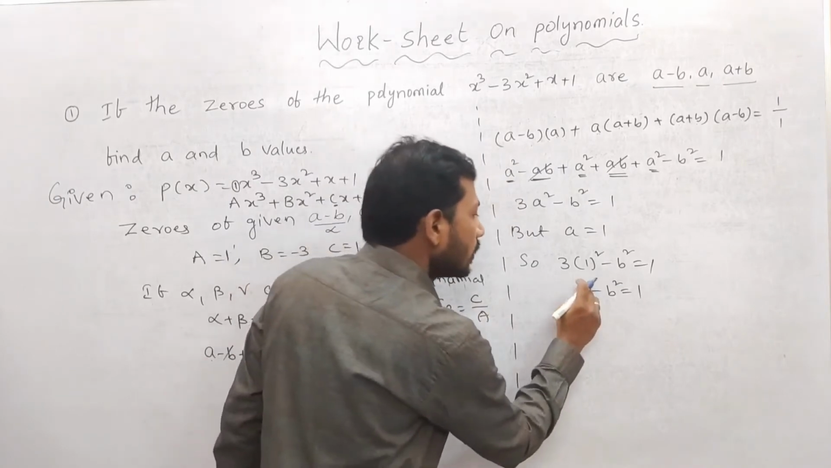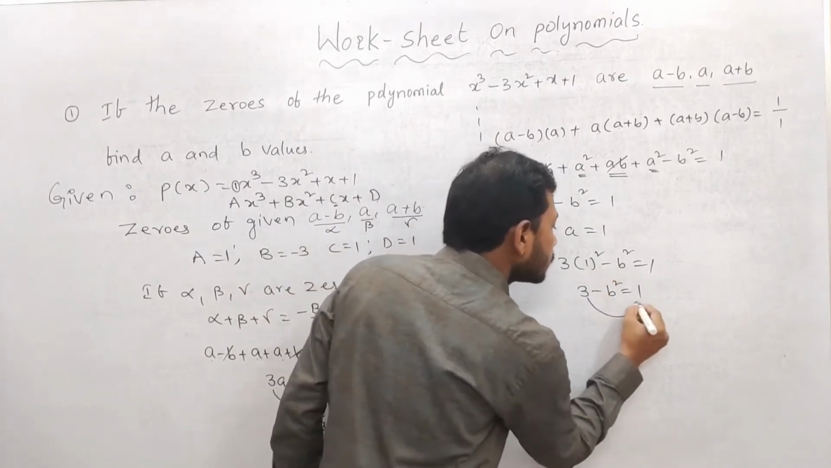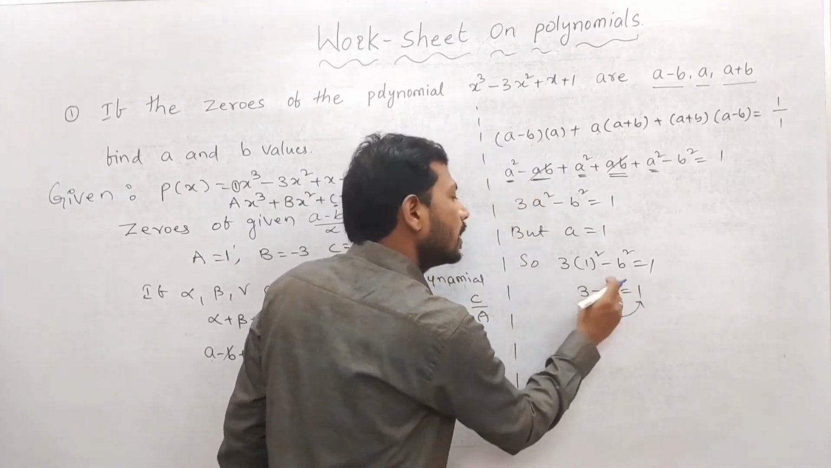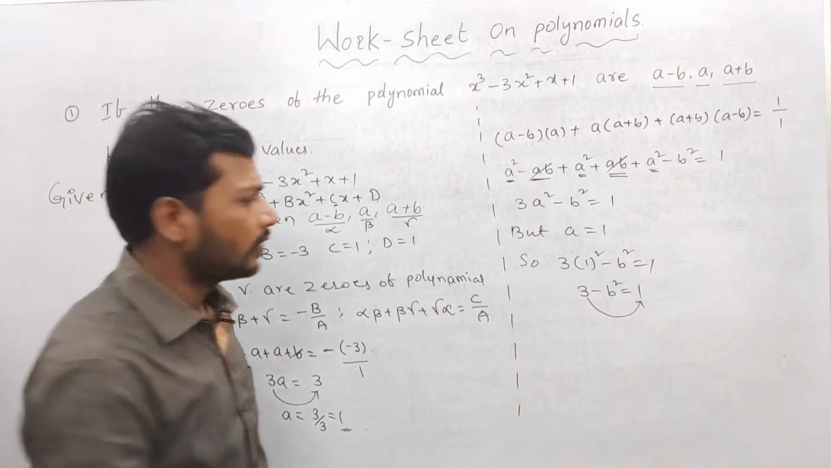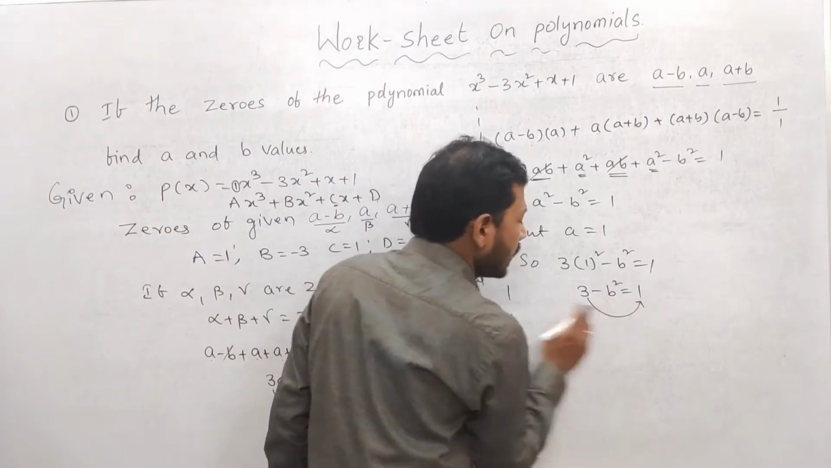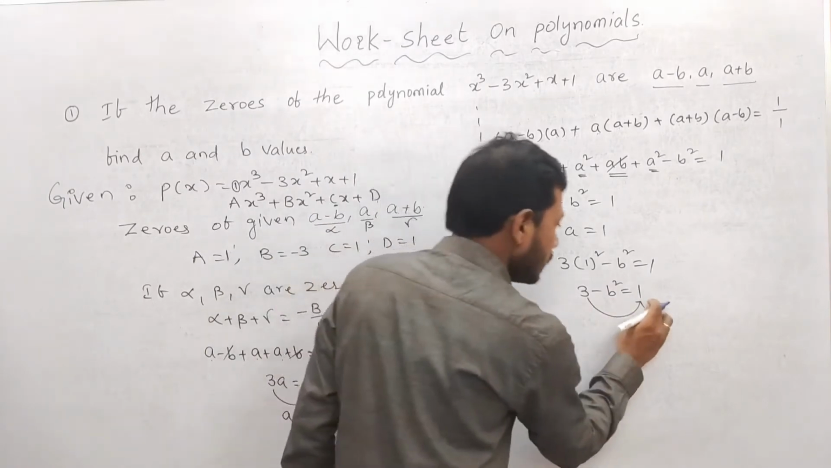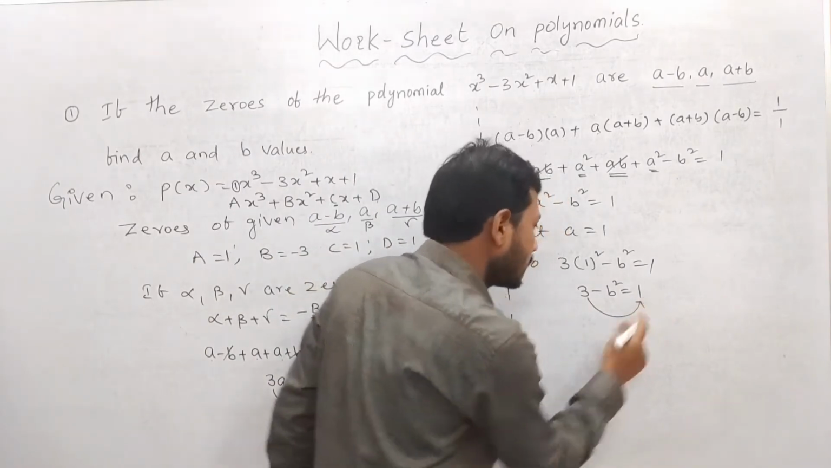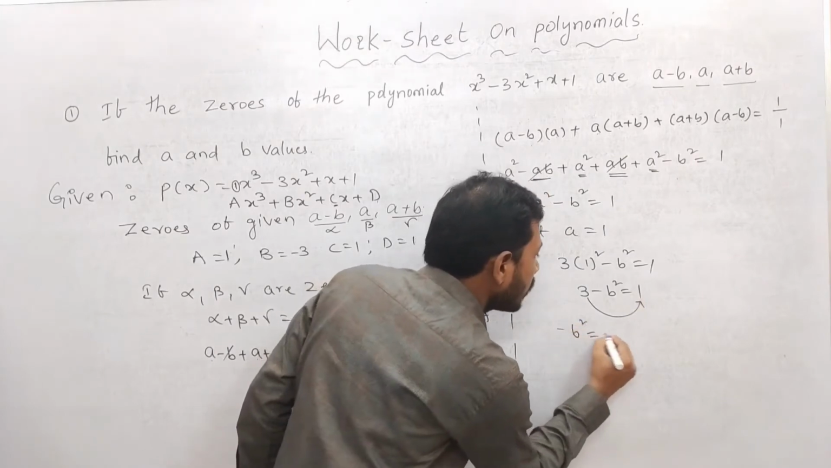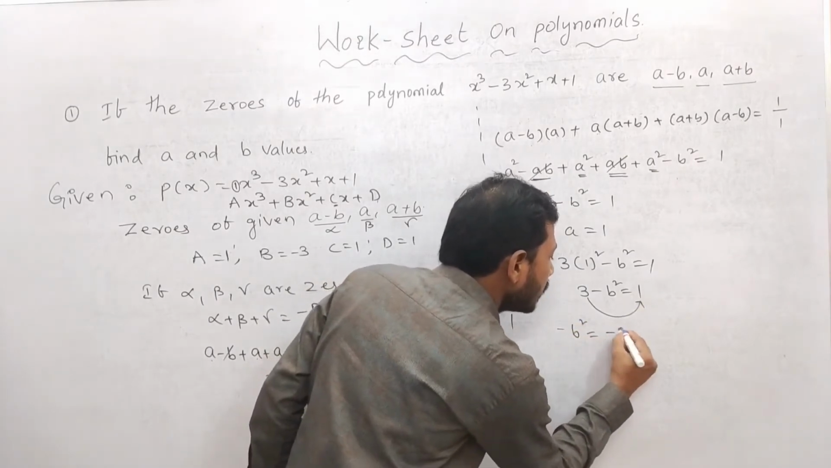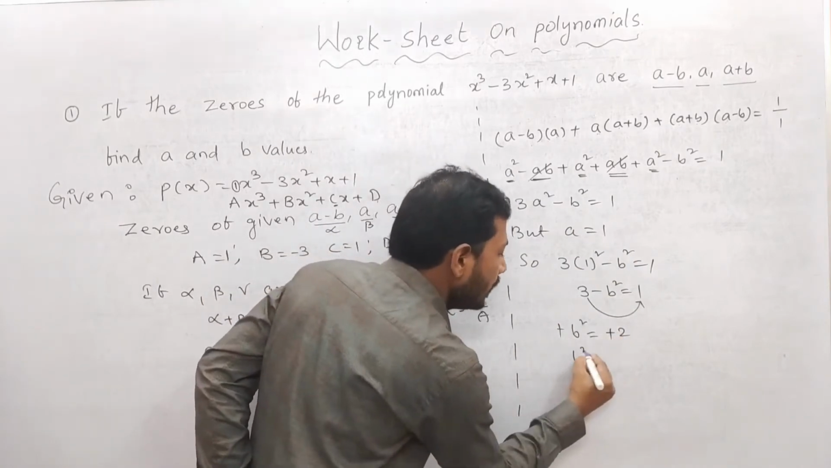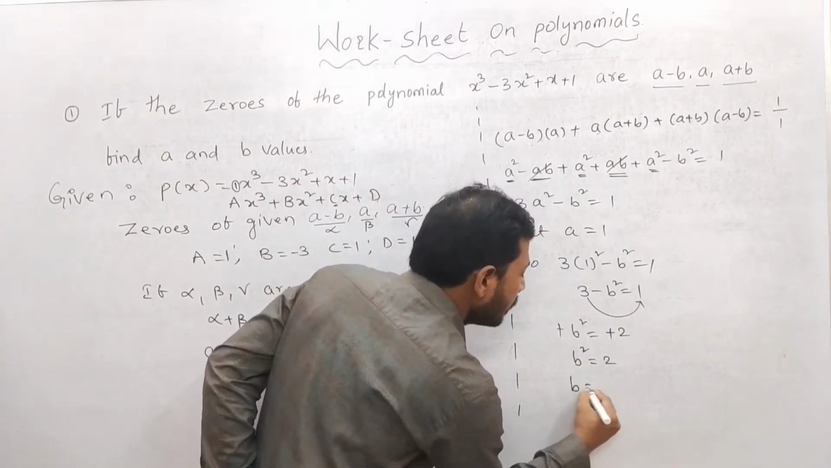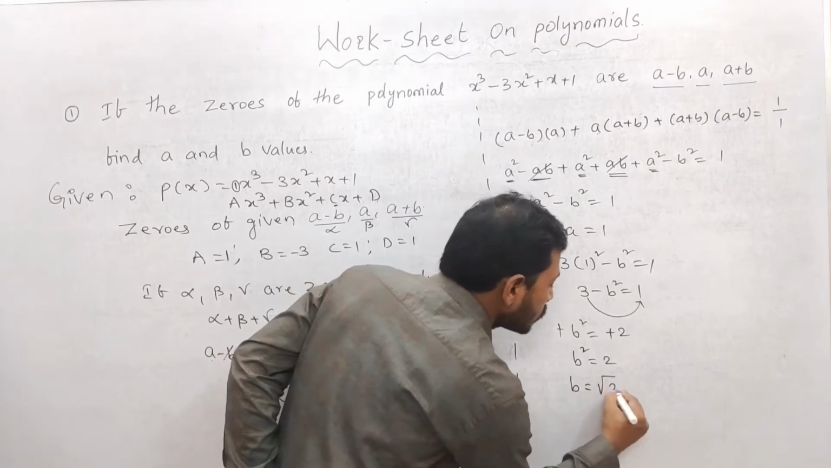Then it is your wish, take 3 this side, or 1 this side and b square that side, but that becomes a little bit difficult for you. I have taken 3 to this side. Here it is plus 3, so if I take it this side, it is going to become minus 3. Then minus b square equal to 1 minus 3, which is minus 2. Minus minus gets cancelled, sir. b square equals 2, so b equals root 2.